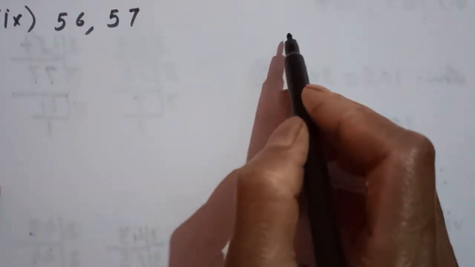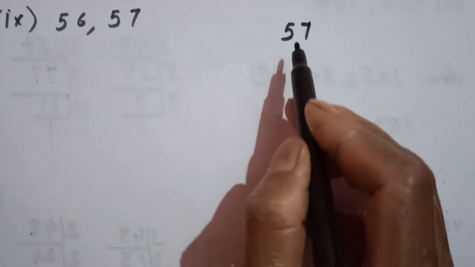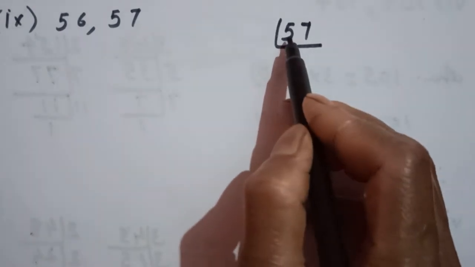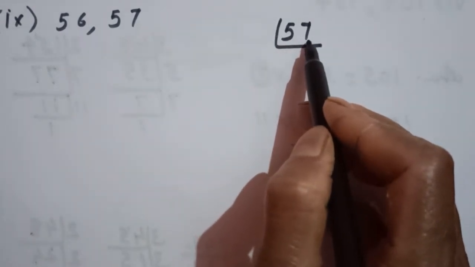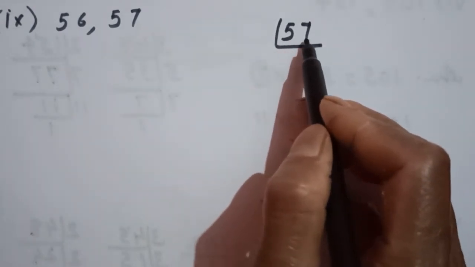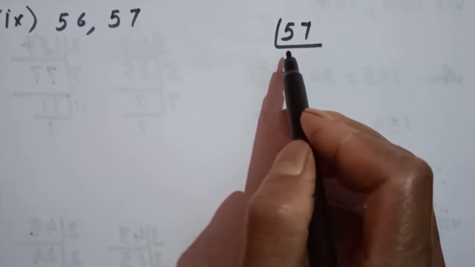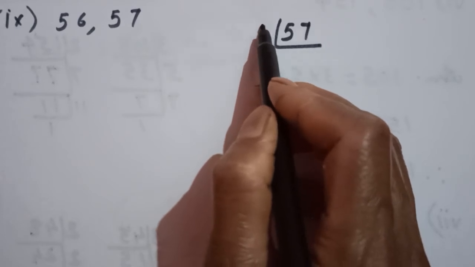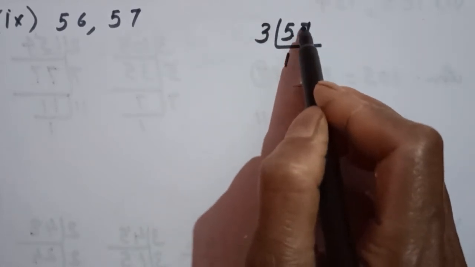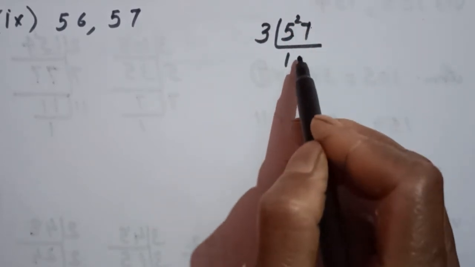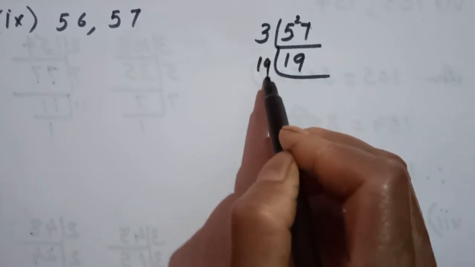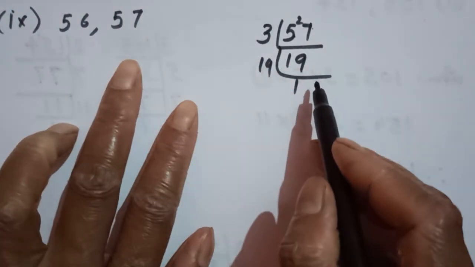So let's start with 57. Factorization of 57. It is not divisible by 2, but it is completely divisible by 3, because 7 plus 5 is 12. 3 ones are 3, 2 remains, 27. 3 nines are 27, and 19 ones are 19, because 19 is a prime number.